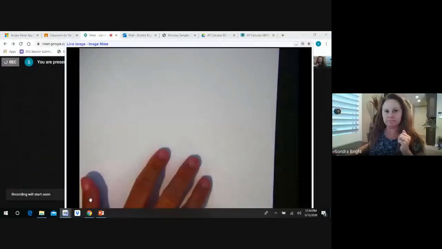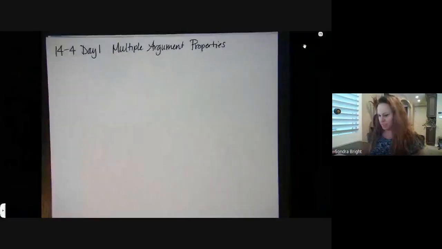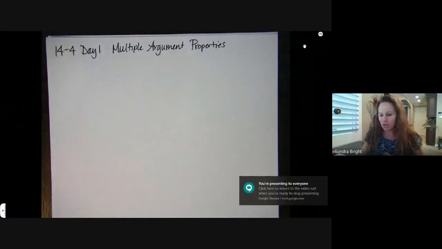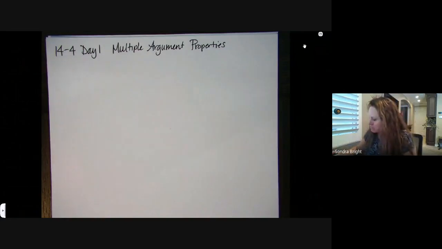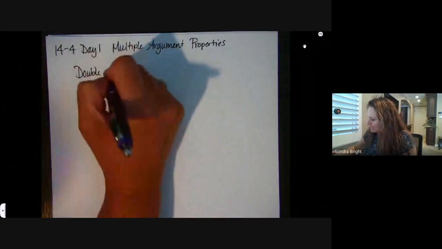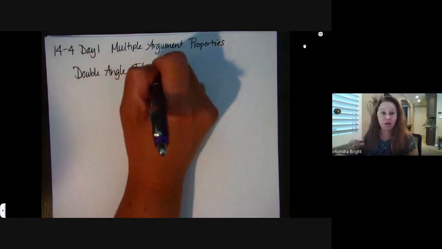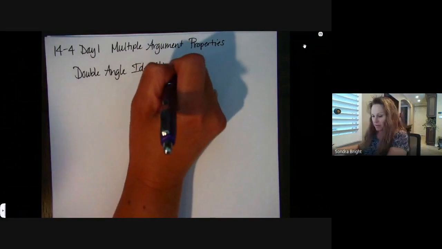All right. Section 4 is talking about multiple argument properties. It's double angle identities, is what most books call them. So, some more identities for you to memorize. We actually use these double angle identities in calculus a lot.